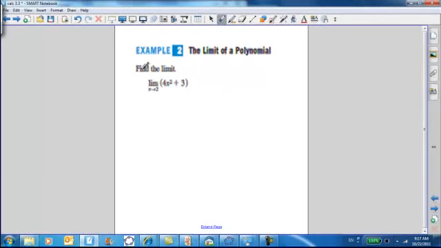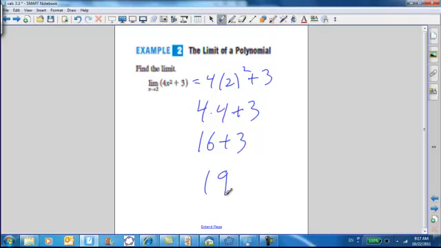Now the limit of a polynomial. So this one we can just kind of use plug and chug on. The limit as x goes to 2 of 4x squared plus 3 is just going to be 4 times 2 squared plus 3. So you get 4 times 4 plus 3. 16 and 3 is 19.